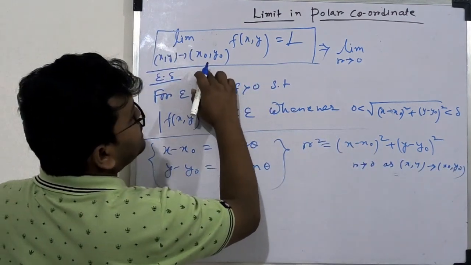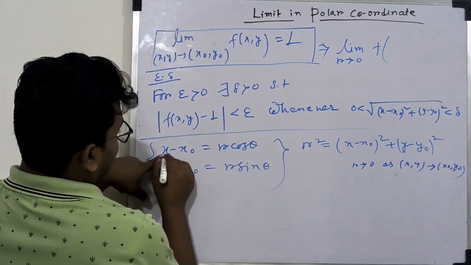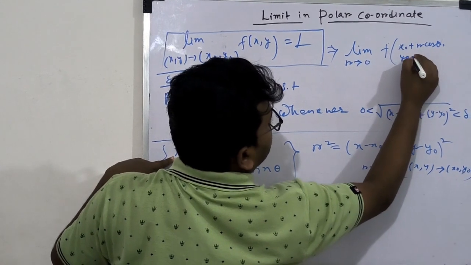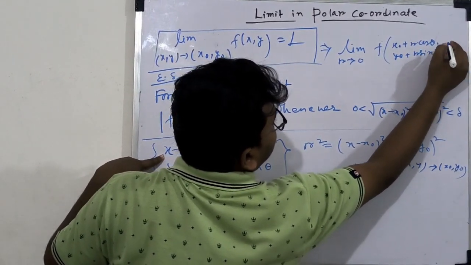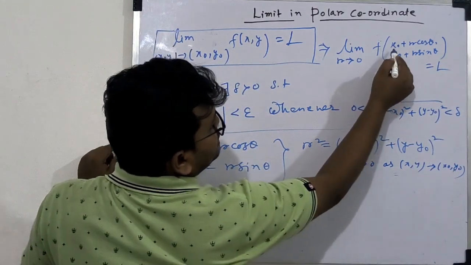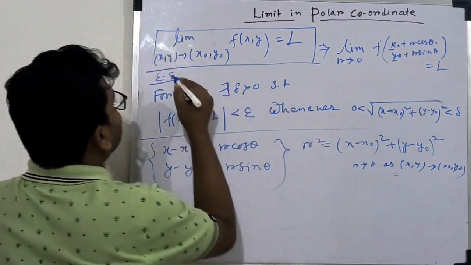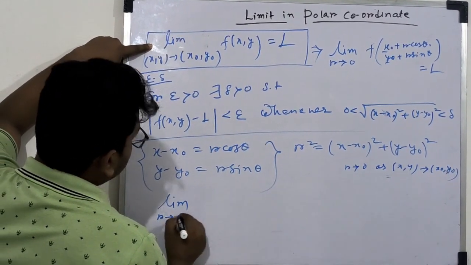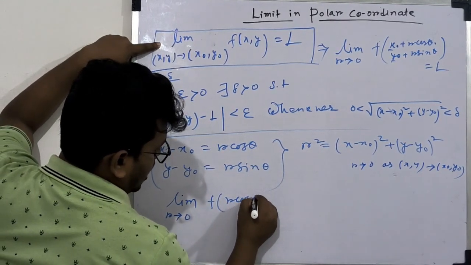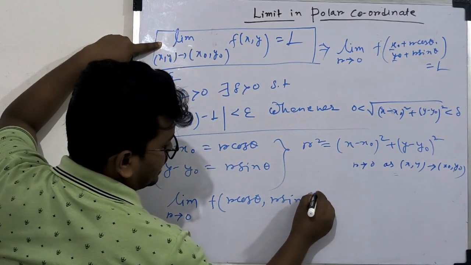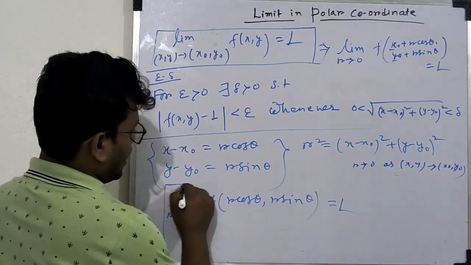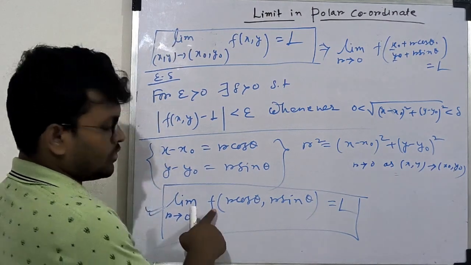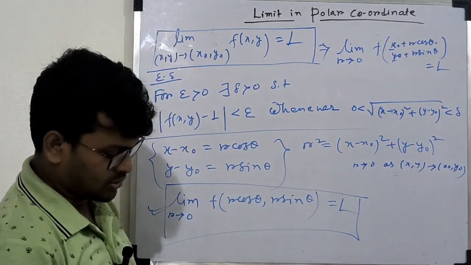Now f becomes f of (x0 plus r cos theta, y0 plus r sin theta) equal to L, and as x0, y0 are constants, we can simply write the limit as r tends to 0 of f of (r cos theta, r sin theta) equal to L. So in polar coordinates this transforms into this form: limit r tends to 0 of f of (r cos theta, r sin theta) equal to L.